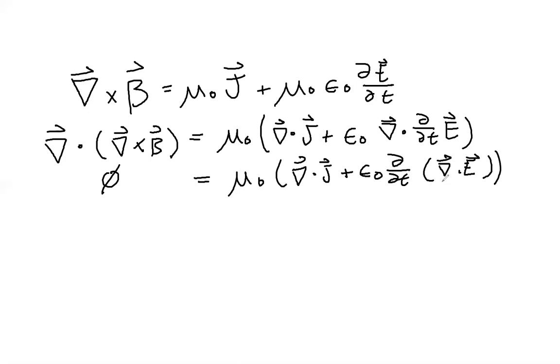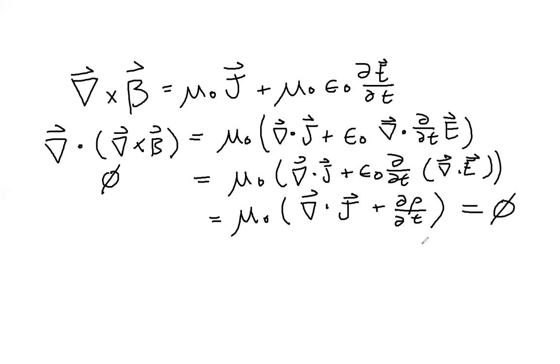Wait a minute, we know what that is. That's given by Gauss's law. Remember, del dot E is rho over epsilon naught. So this is now del dot J plus, rho over epsilon naught is a constant, cancels out that one, plus d rho dt. Got it? We are saying that is 0.